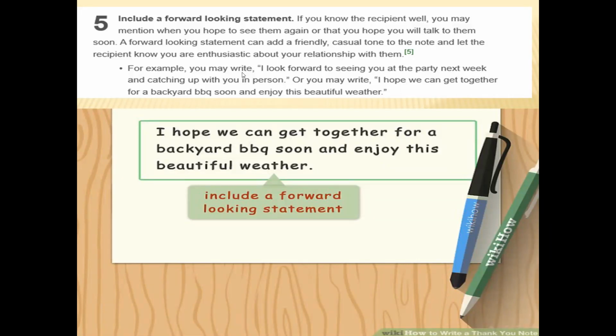For example, you may write, "I look forward to seeing you at the party next week and catching up with you in person. I really want to see you next week at the party and stay in touch with you." Or you may write, "I hope we can get together for a backyard barbecue soon and enjoy this beautiful weather." So this is how we will end the paragraph of the letter.